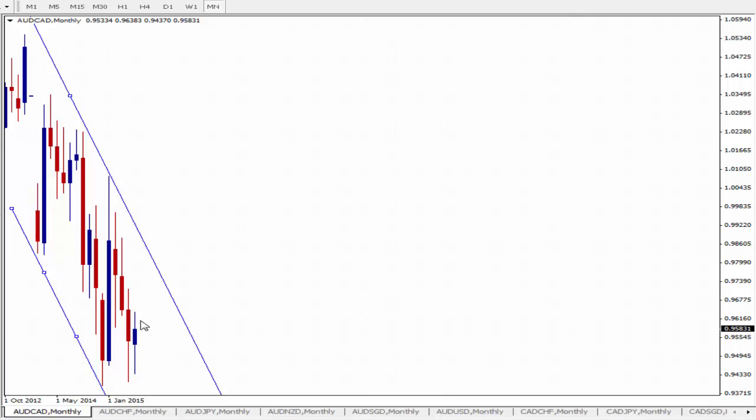Because what we're trying to do is trade from the top of the channel to the bottom of the channel, to get the highest possible chance of winning on the trade long term. So as you can see, I'm not too interested in this one because it's already moved quite far down within the channel on the monthly chart.